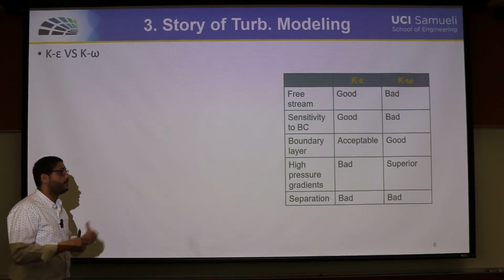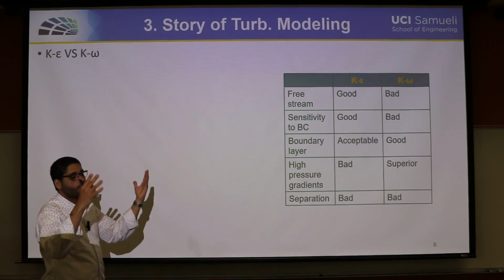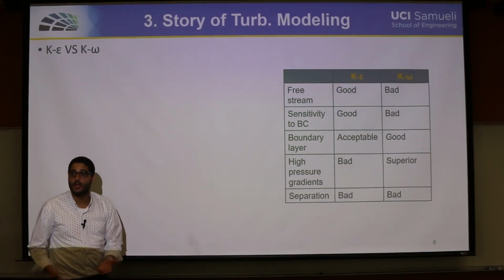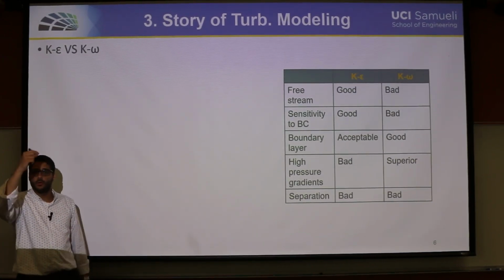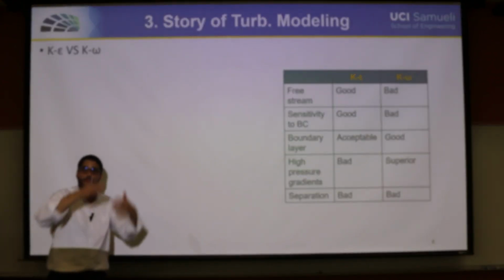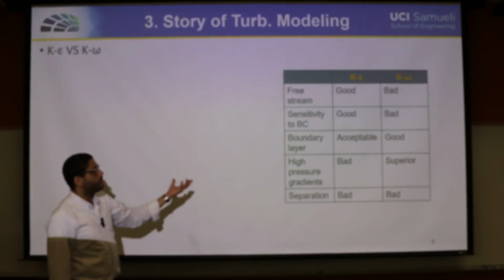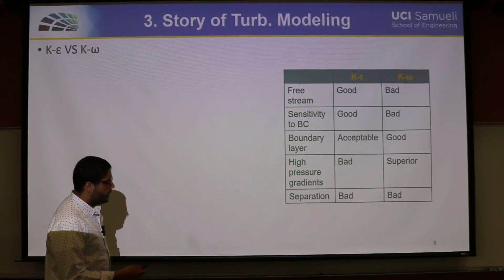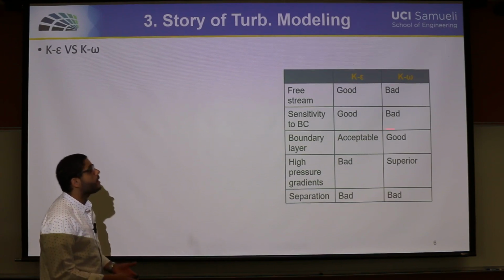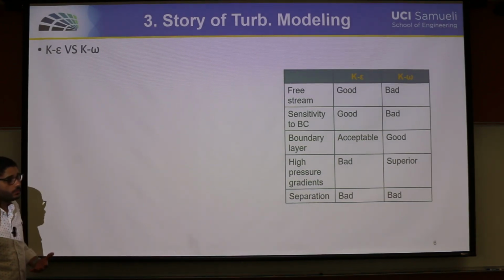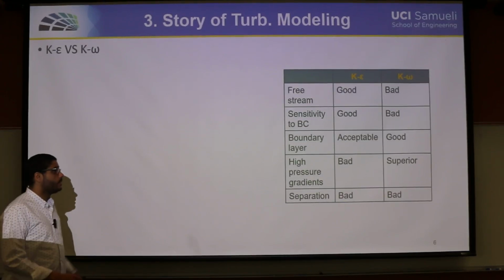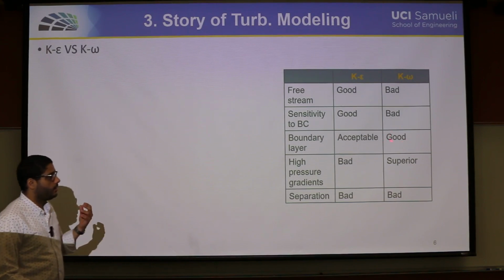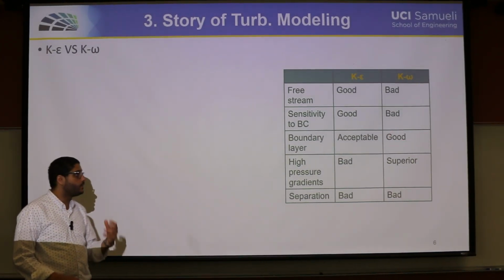You might find yourself getting larger drag or lower lift based on the boundary condition that you are applying, and turbulent fluctuations or turbulent properties in the boundary condition must not actually change the flow field that much. And again, as I said, the K omega is very sensitive to the inlet and outlet boundary condition. K epsilon is not that sensitive. In the boundary layer, the K epsilon is acceptable, but K omega behaves very well inside the boundary layer.